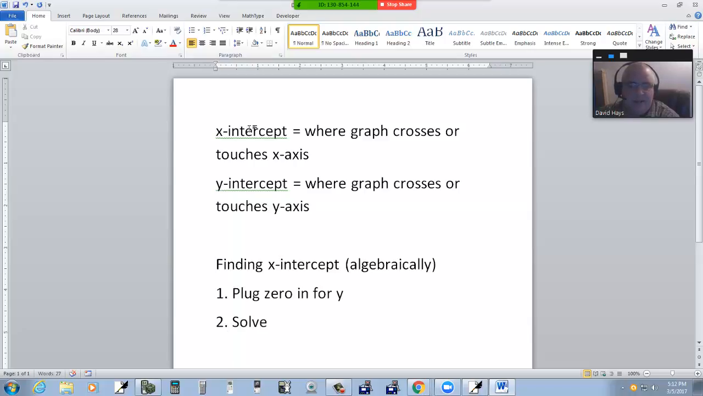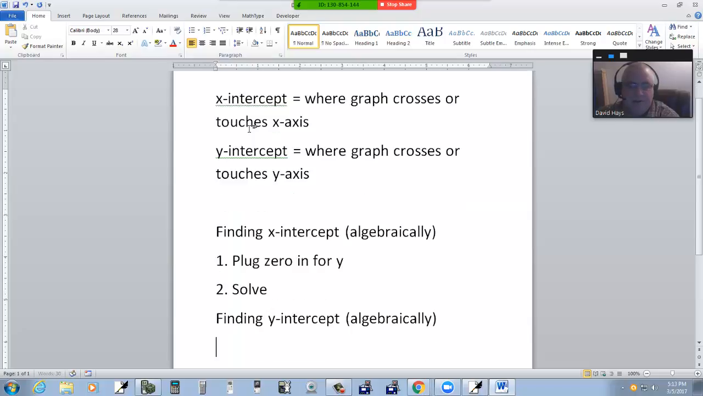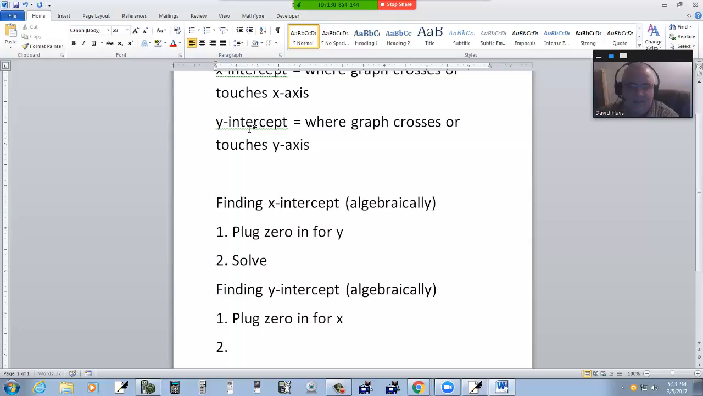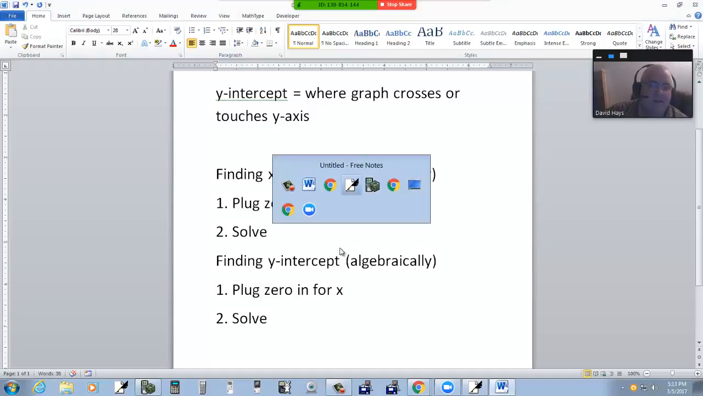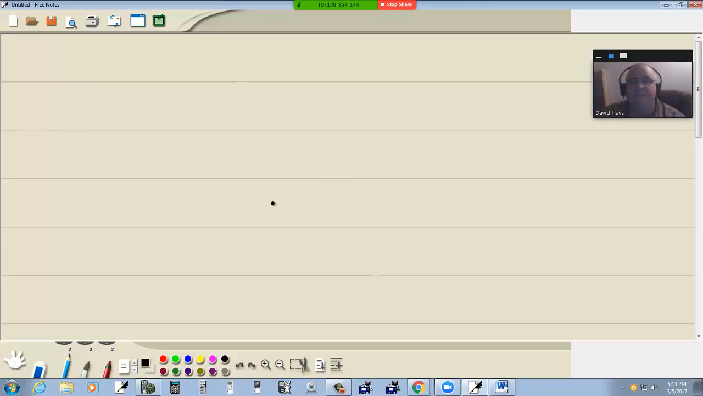This is a linear equation like we saw before. Now finding the y-intercept, and again this is algebraically, you plug 0 in for x, and then you solve. It's always the same. When you find an intercept, you always plug 0 in for the other variable. Now this comes in handy because in some problems I'm going to combine this. I'm going to show you how to find the intercepts and graph using intercepts.